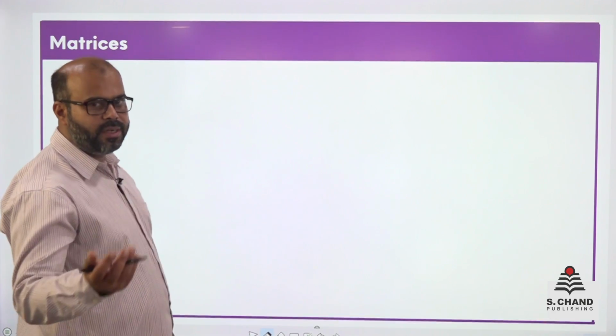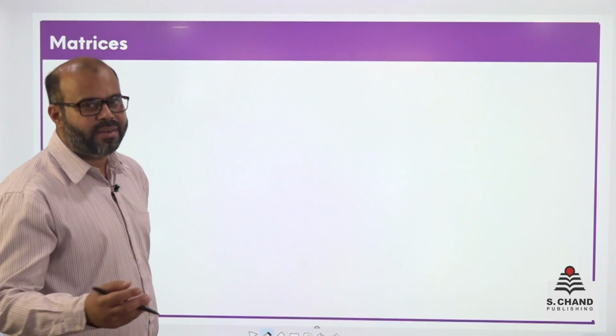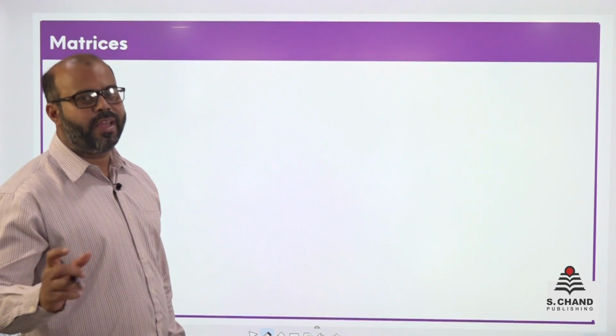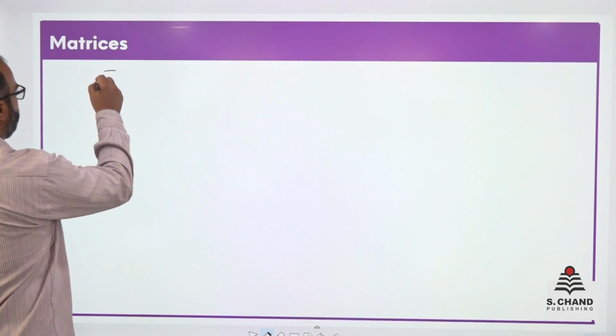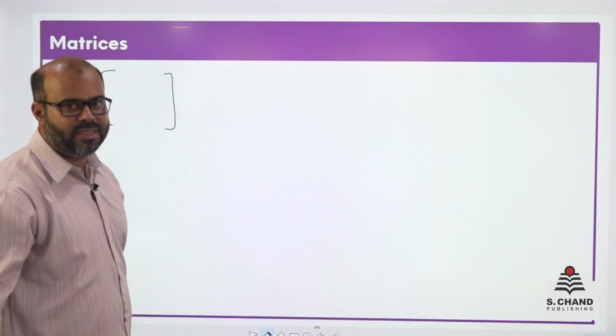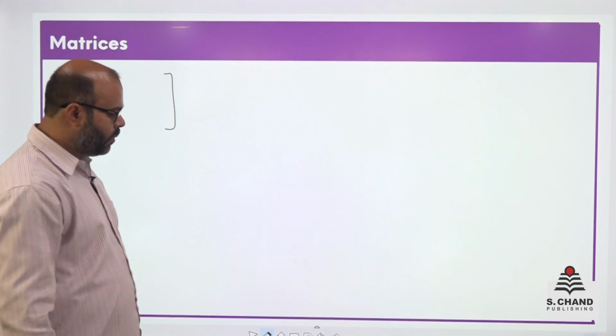As we know, a determinant has some value. A matrix does not have a value. Instead, it is an arrangement of elements. So a matrix is denoted like a box instead of two straight lines as in the case of determinants.